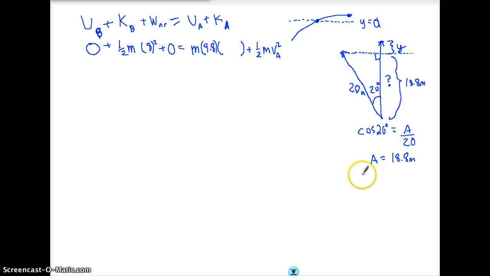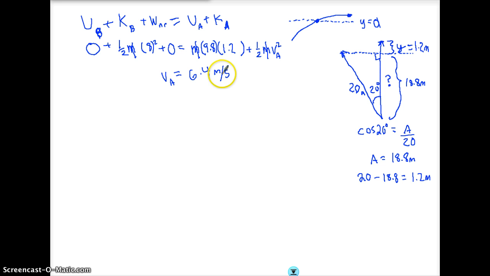Now the entire radius is 20 meters. So if we take that entire distance of 20 and subtract the 18.8, we will get that little y position that we want, and that's 1.2 meters. So yeah, the leftover right here is 1.2 meters. That's what we need to put over here in our U plus WNC equation. And now we only have one unknown, the speed at A, because the masses do cancel out. There's a mass there, there's a mass there, there's a mass there. And when you put that in your calculator, you should end up with about 6.4 meters per second as the answer to part A.